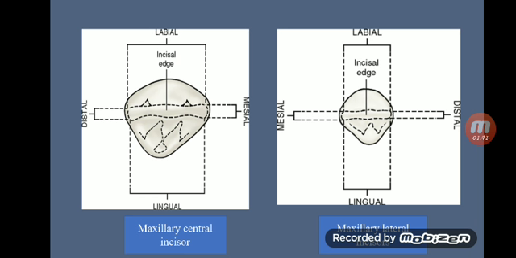Now we compare the maxillary central incisor and the maxillary lateral incisor. First of all, the shape of the maxillary central incisor is roughly triangular, and the maxillary lateral incisor is rhomboidal in shape. The cingulum is more prominent in the maxillary lateral incisor than the maxillary central incisor. Developmental grooves are more prominent in the maxillary central incisor than the maxillary lateral incisor. The lingual fossa is more prominent in the maxillary lateral incisor than the maxillary central incisor.